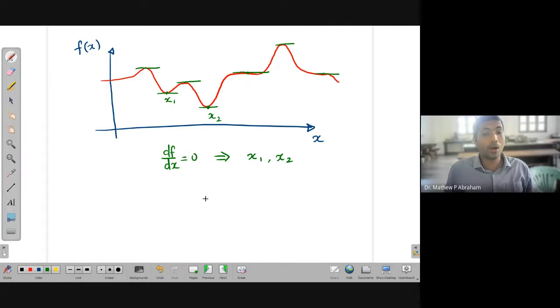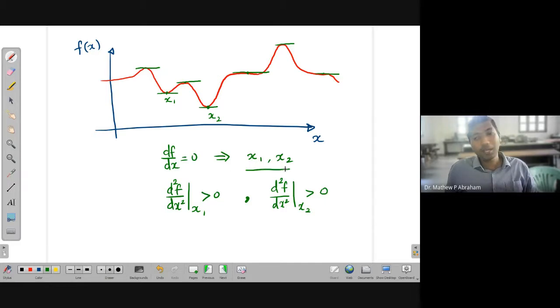Now, how to check which is the minimum? What you need to do is take the second derivative, d square f by dx square, and plug in x1. You check for x1, and this value will be greater than 0. Next you check d square f by dx square at x2. This value is also greater than 0. So these 2 points are minima.